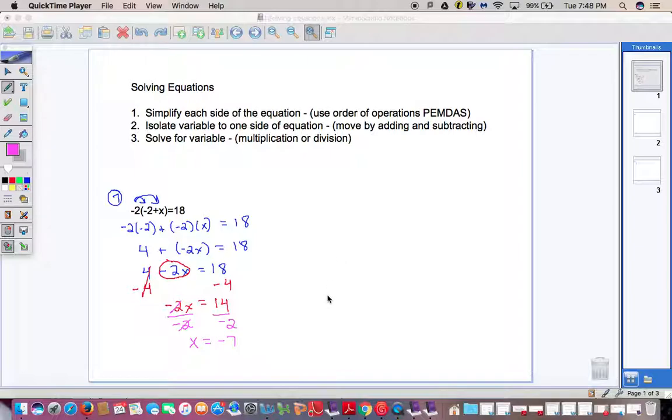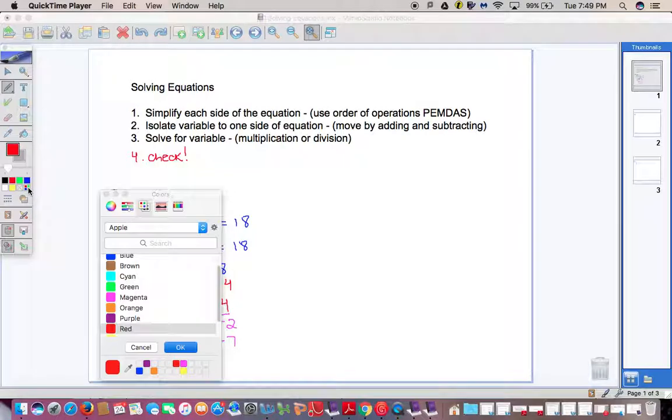And I can check my work, and I would highly, highly suggest that you add a 4th step, which would be to check. Okay, we can check by substituting our answer back into our original equation and seeing, does my left side equal my right side? So let's verify.